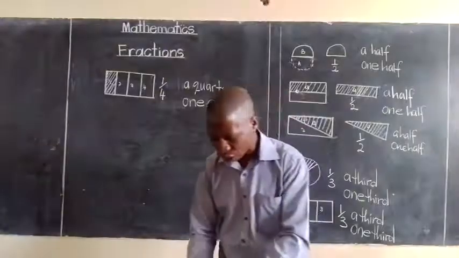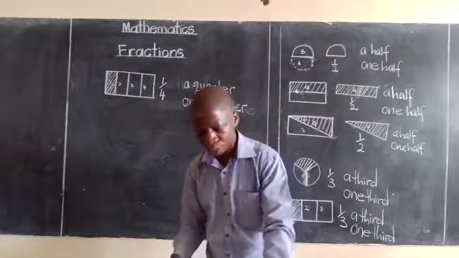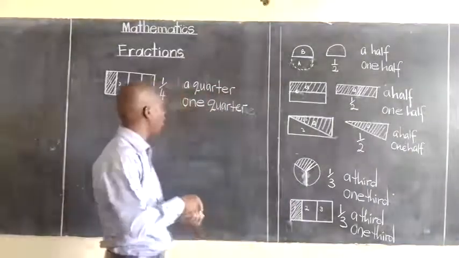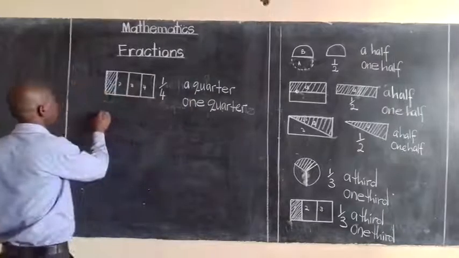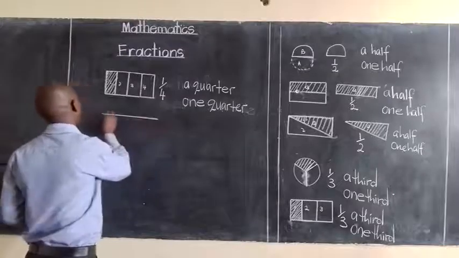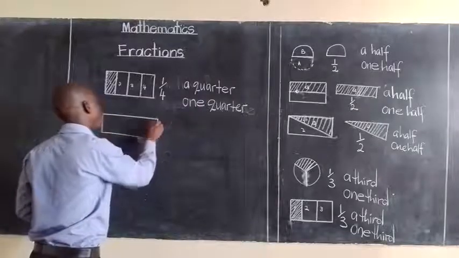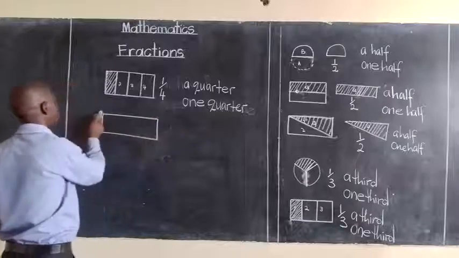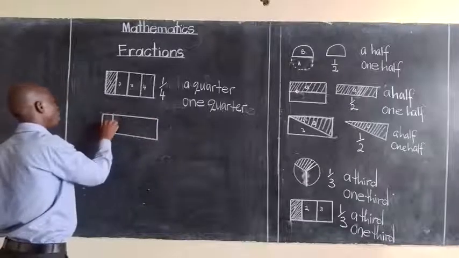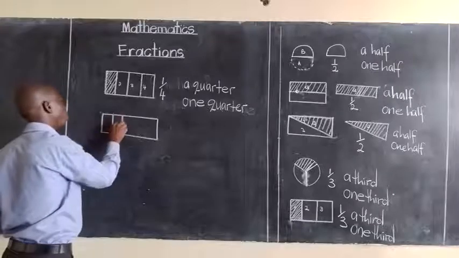Let's have a look at another fraction. So we have this one. This is our whole. And we are dividing the whole into 5 pieces.